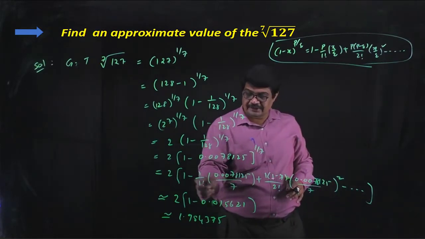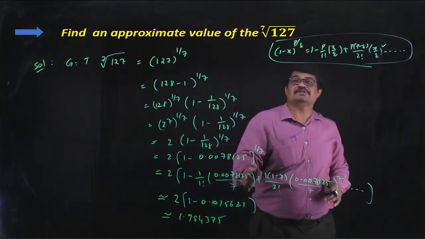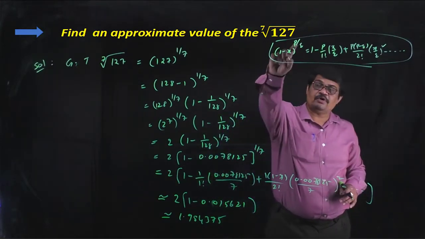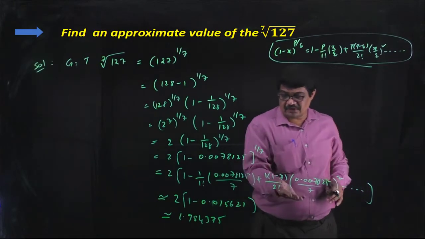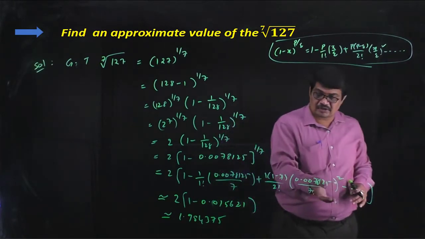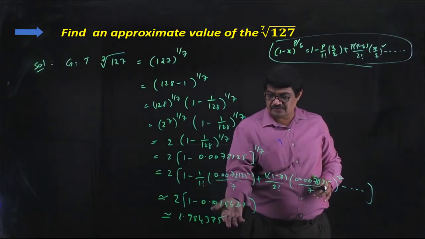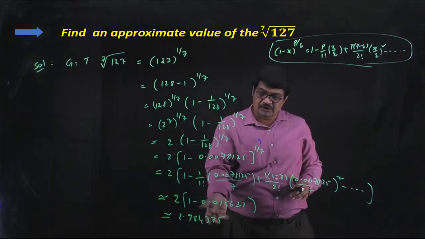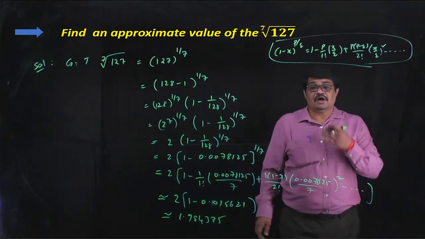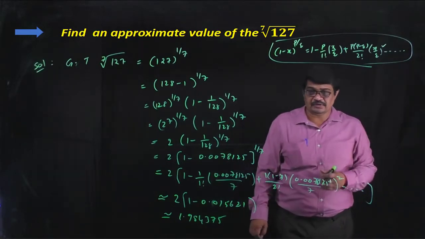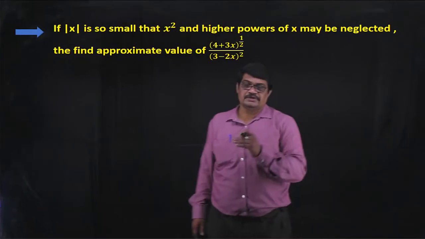Now we are using this formula, and we get the binomial expansion of 1 minus x whole power p by q. We are expanding this one. After the third term we are neglecting, so this is a very small value. Now we are simplifying this one. We are getting 1.984375. So that is the approximate value of the given expression.